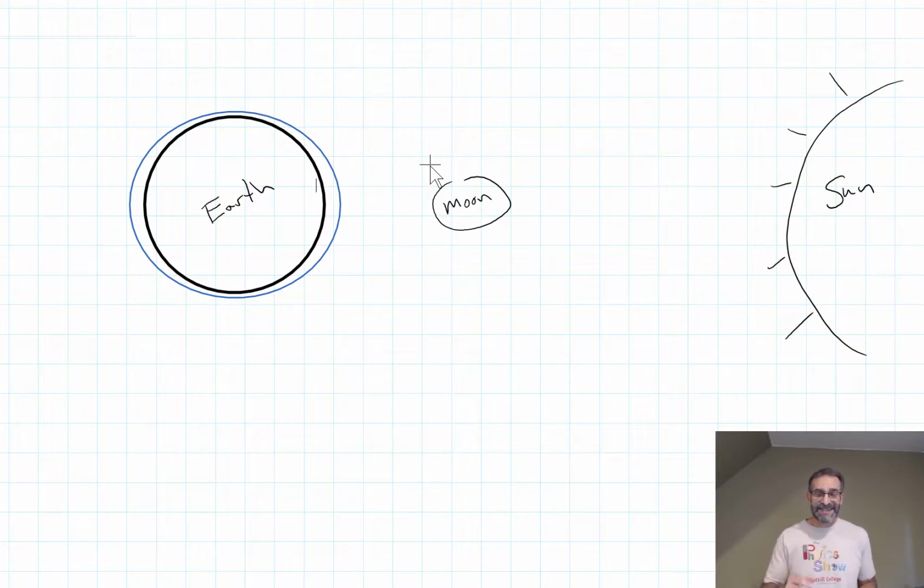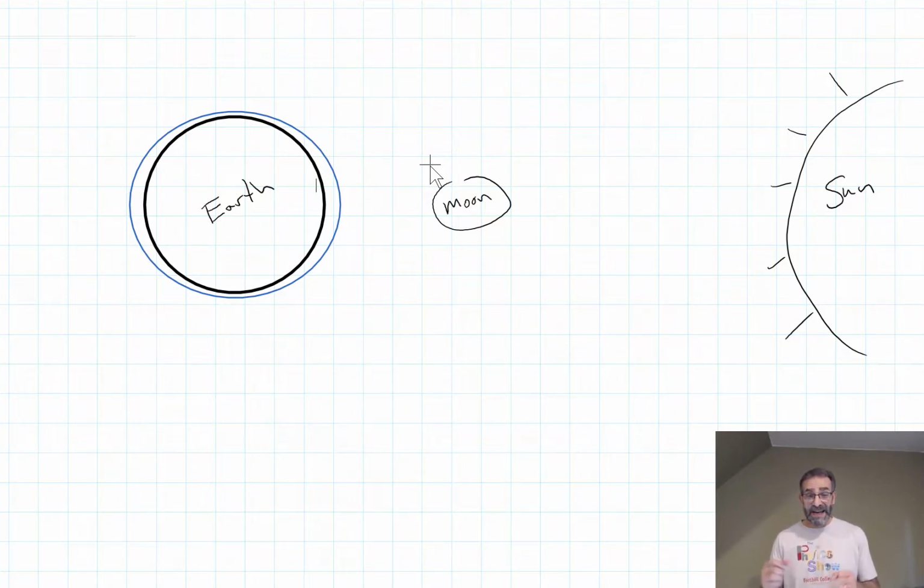Now, some of you might be very familiar with tides, especially if you're a surfer. You might check your tide charts and know when the best time to go surfing is. Some of us might not be as familiar with tides. Which body has the bigger effect on Earth's tides, the sun or the moon? Which body has the bigger force of gravity on the Earth, the sun or the moon?